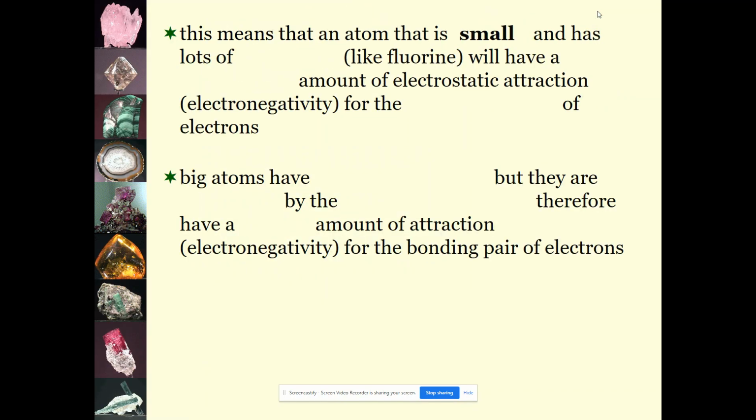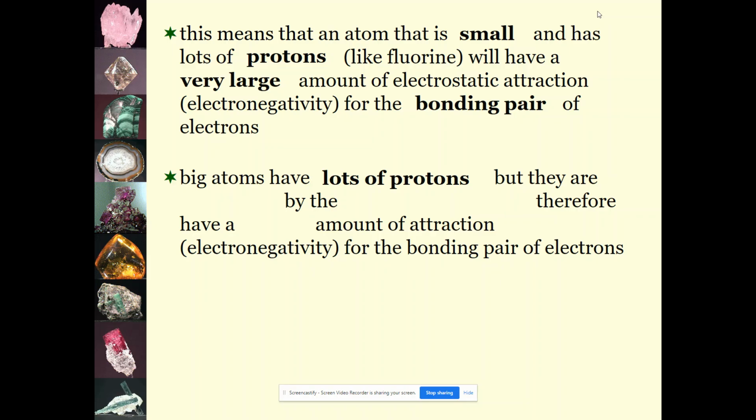So an atom that is small and has a fair amount of protons compared to other atoms in its same period, like fluorine, will have a very large electrostatic attraction. We've used that word before, but remember it means an attraction between positive and negative charge. So a small atom like fluorine will have a large attraction and therefore a high electronegativity.